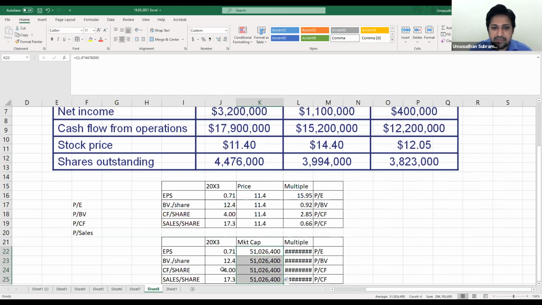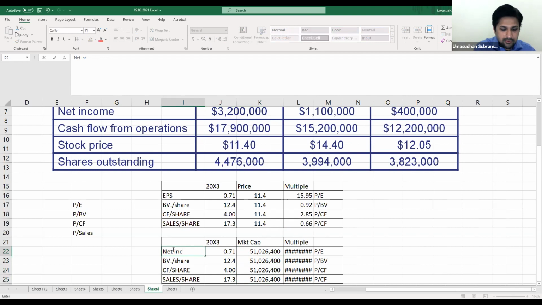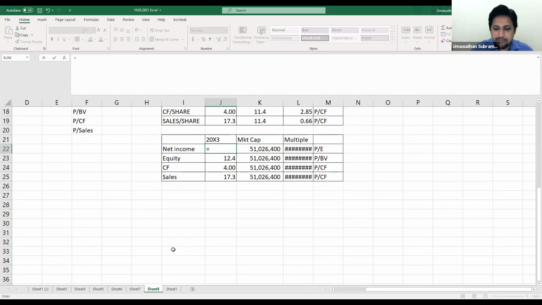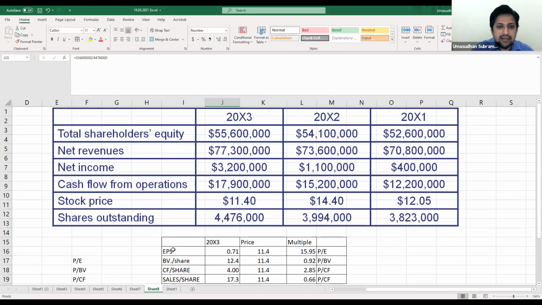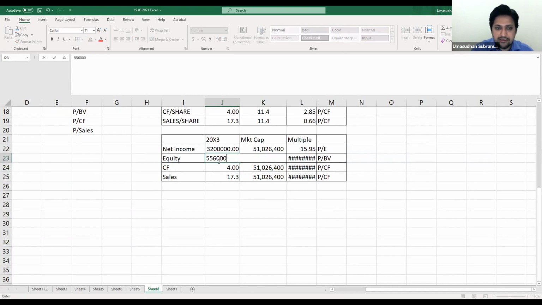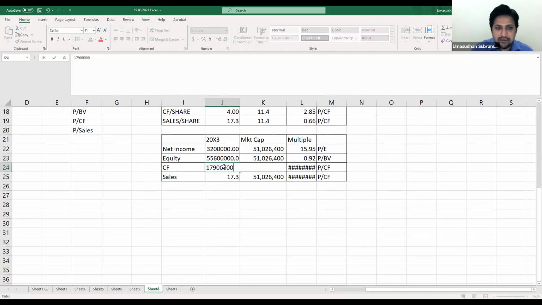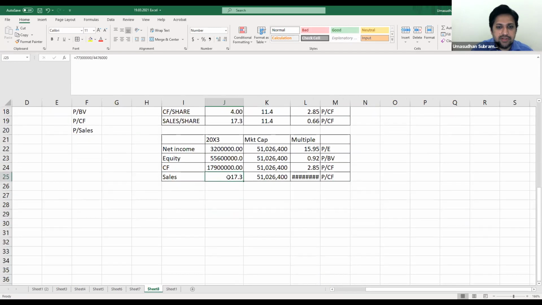I'm going to put all of them here. And here I'm going to put in net income. Here I'm going to have equity. Here I'm going to have cash flow. Here I'm going to have sales. So this is going to be interesting. So what is your net income? Net income is 3.2 million. I'll just copy that and paste it over here. Your second one is your equity, 55.6, and your cash flow is 17.9, and your sales is 77.3. Have the 1000 separators here.